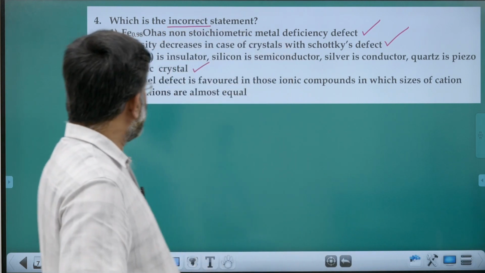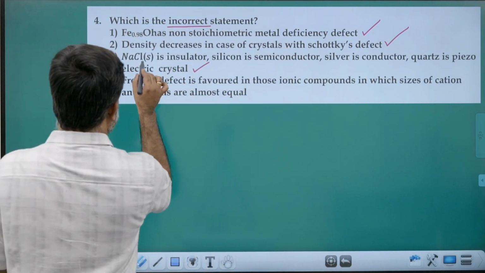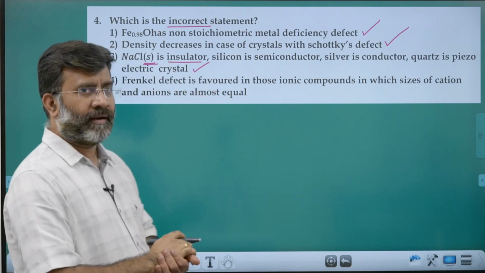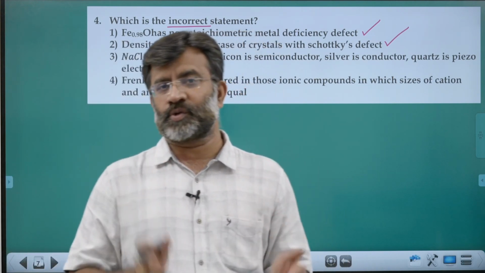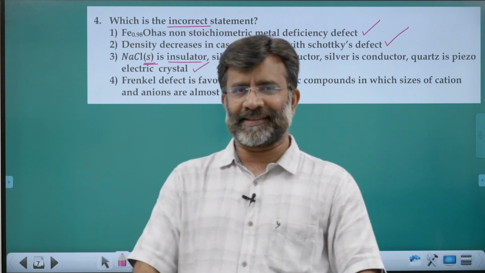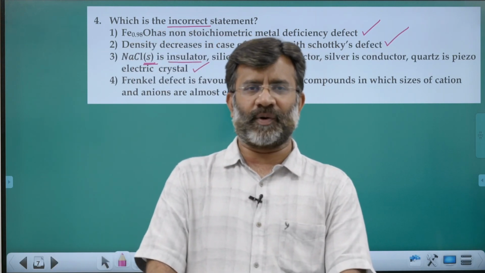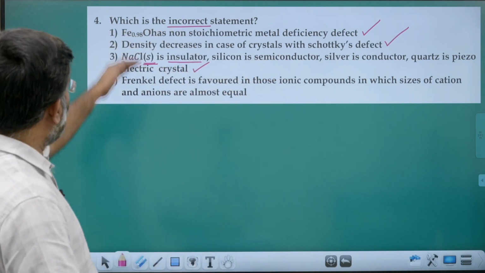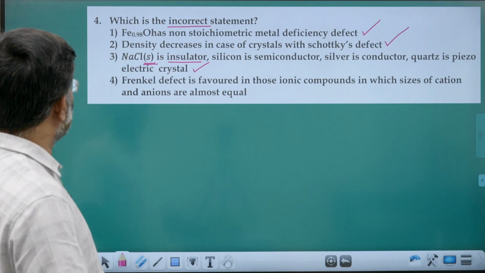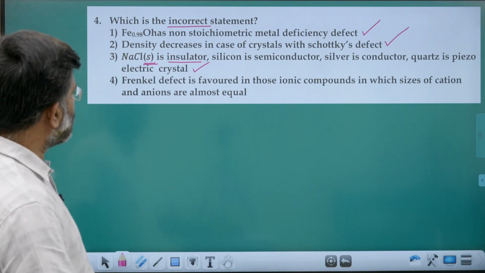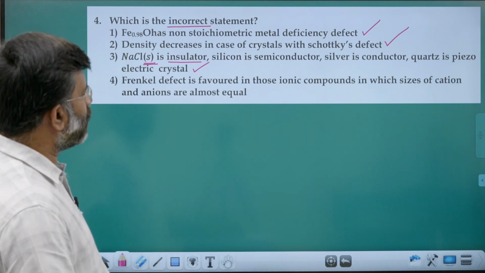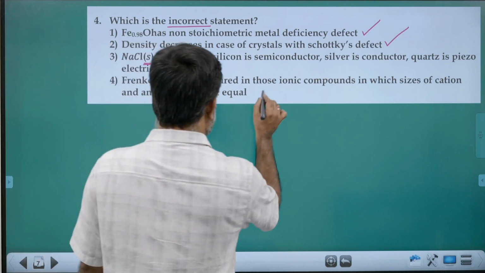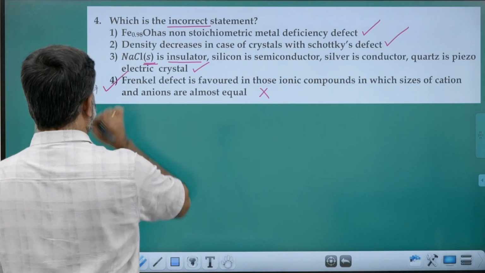Okay. Now NaCl, please make a note on solid matter. Solid NaCl is an insulator, while in the molten state or aqueous solution, it can conduct electricity, and that is called the electrolyte. The rest 2 points you know. So all the 3 are true means answer should be option 4. Frenkel defect is favored in those ionic compounds in which size of cation and anion are almost equal. That is the wrong statement, and that is our answer.